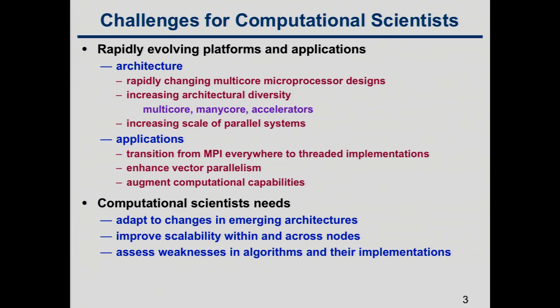And so applications are having to transition from MPI everywhere to use threading. And also vector parallelism is becoming increasingly important. That's important on the BlueGene-Q processor. It's also increasingly important on the Xeon Phi processor. And so you're going to need to make changes to your applications in order to target these highly multi-threaded architectures that have vector parallelism. And then finally, you're making changes to your applications themselves because you're augmenting the capabilities of your computations and adding new science to it.